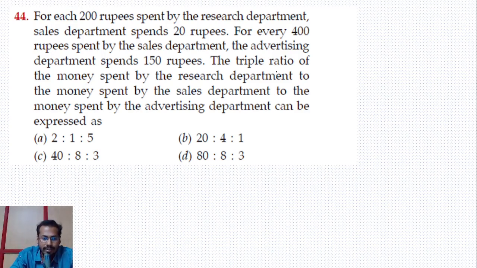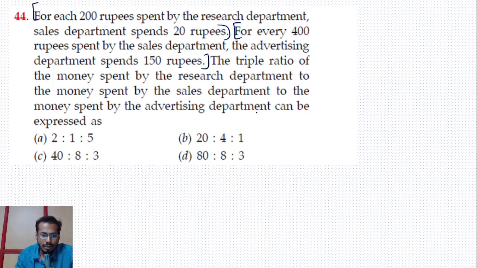So look at this question. For each 200 rupees spent by the research department, sales department spends 20 rupees. For every 400 rupees spent by the sales department, the advertising department spent 150. Okay, this is one ratio, and this is another ratio. The triple ratio of the money spent by research department to the money spent by the sales department to the money spent by advertising department can be expressed.